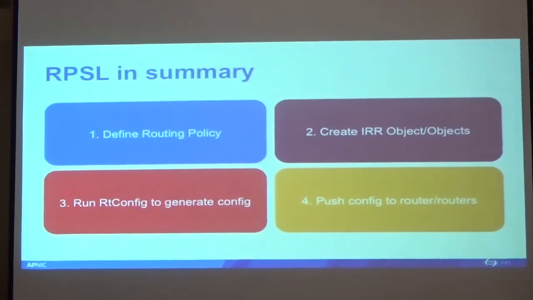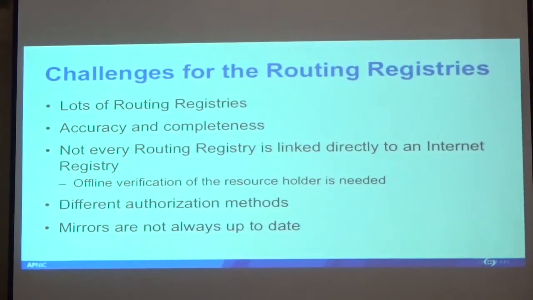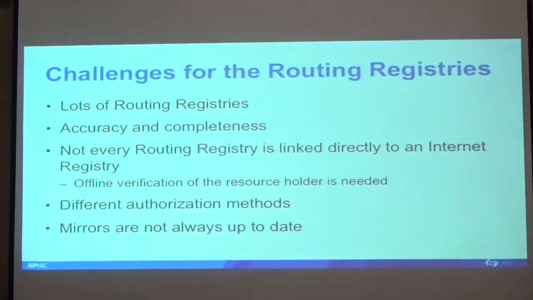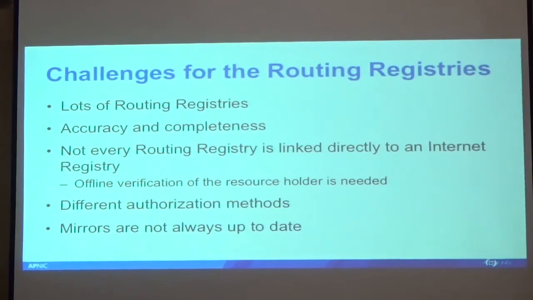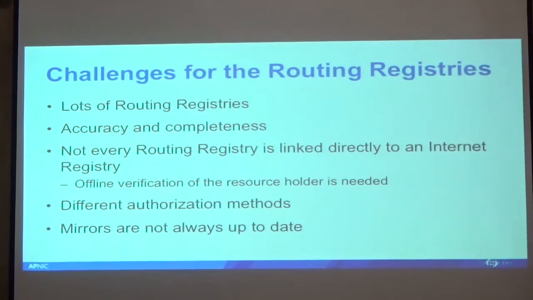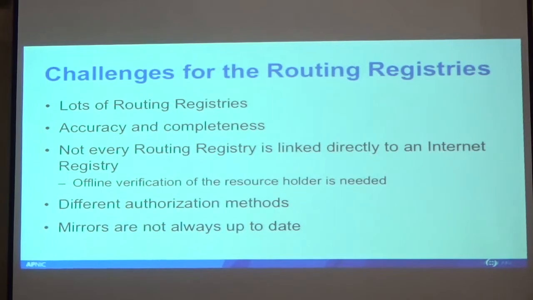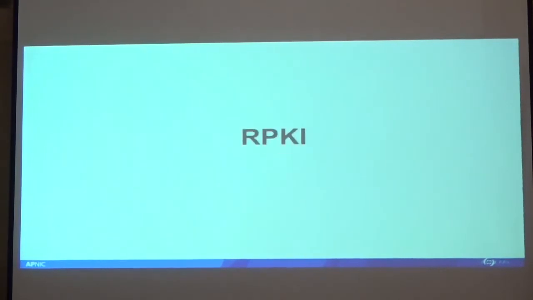So those are the steps that you have. Make sure that you have them. Define your policy, create your objects, run RT-config, generate your config, and then push those configurations onto the routers. Now the problem is, most information in different databases is not consistent. So as an owner of these objects, just double check. Double check the information that you find in RADB, double check the information that you have in the APNIC database or any others that you have, and update them as needed. Questions?